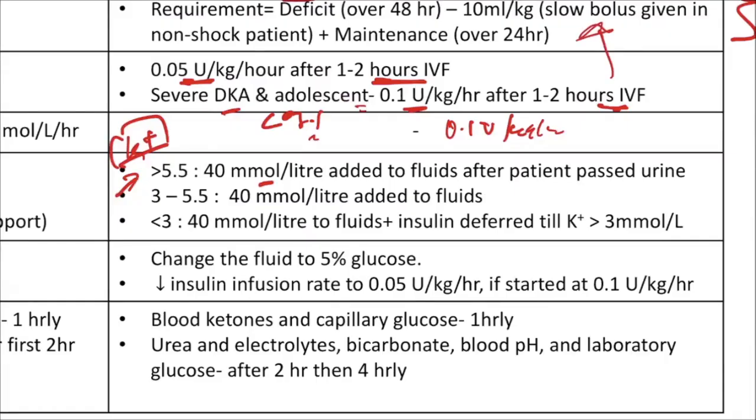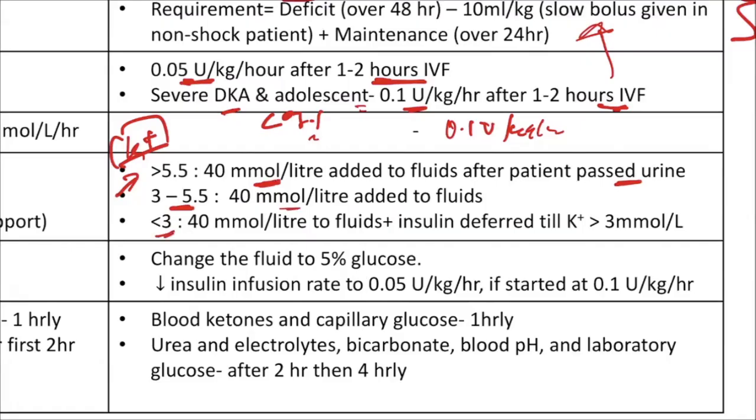But this addition shouldn't be added immediately. You need to wait till the patient has passed urine. Once the patient has passed urine, then you can add 40 millimoles per liter. If it is in the normal range, what will you be doing? In the normal range, just add 40 millimoles per liter to the fluids itself. Nothing else needs to be done.